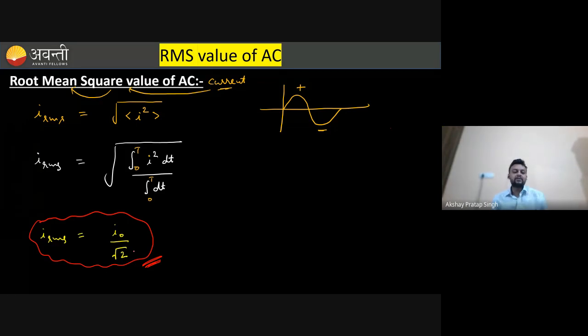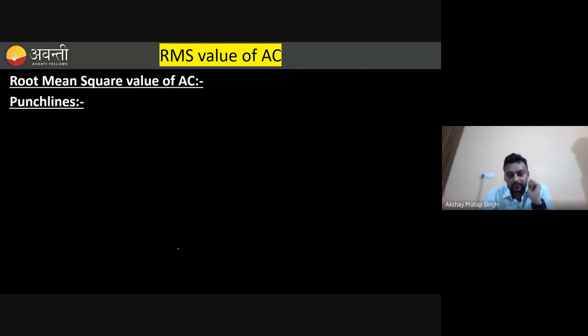Now there are some punchlines that you should remember. One thing that is very important, you need to know how to write this RMS value, how to write its function. Like these two terms, you need to define very properly, and ultimately you need to remember this result. This result is for sinusoidal waves only. Okay, moving further. What are few punchlines?